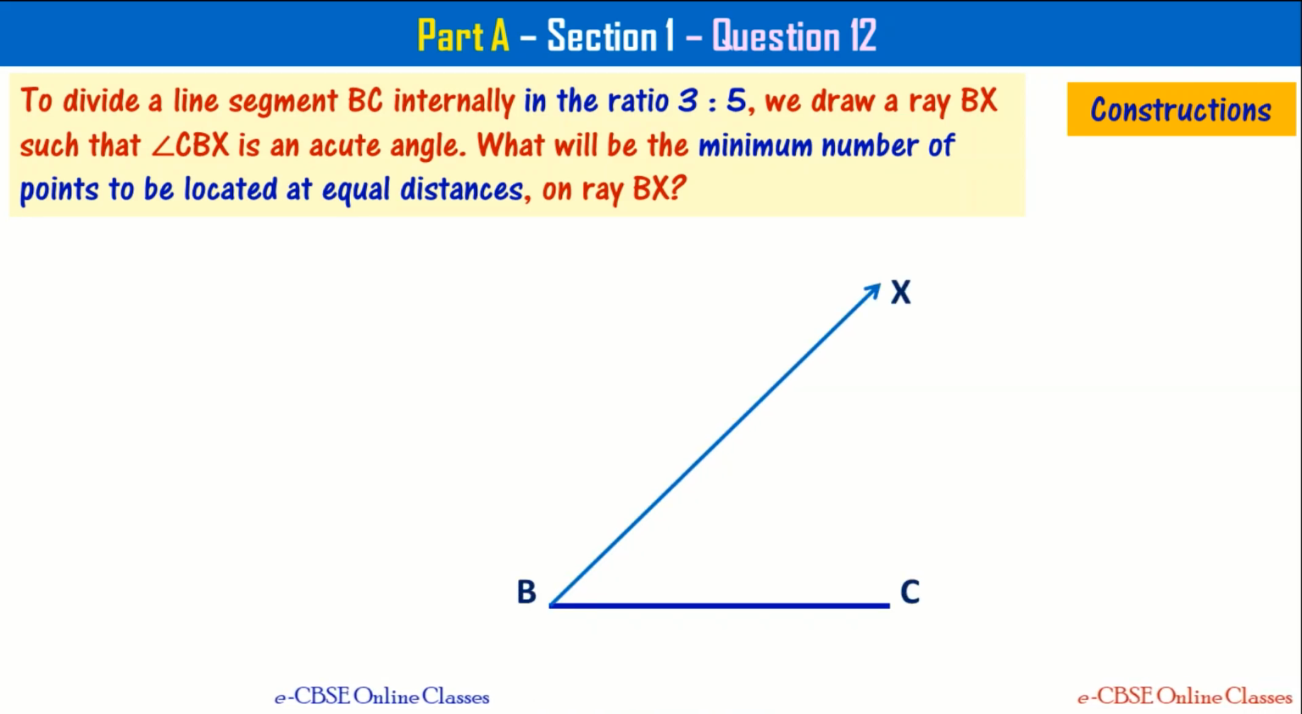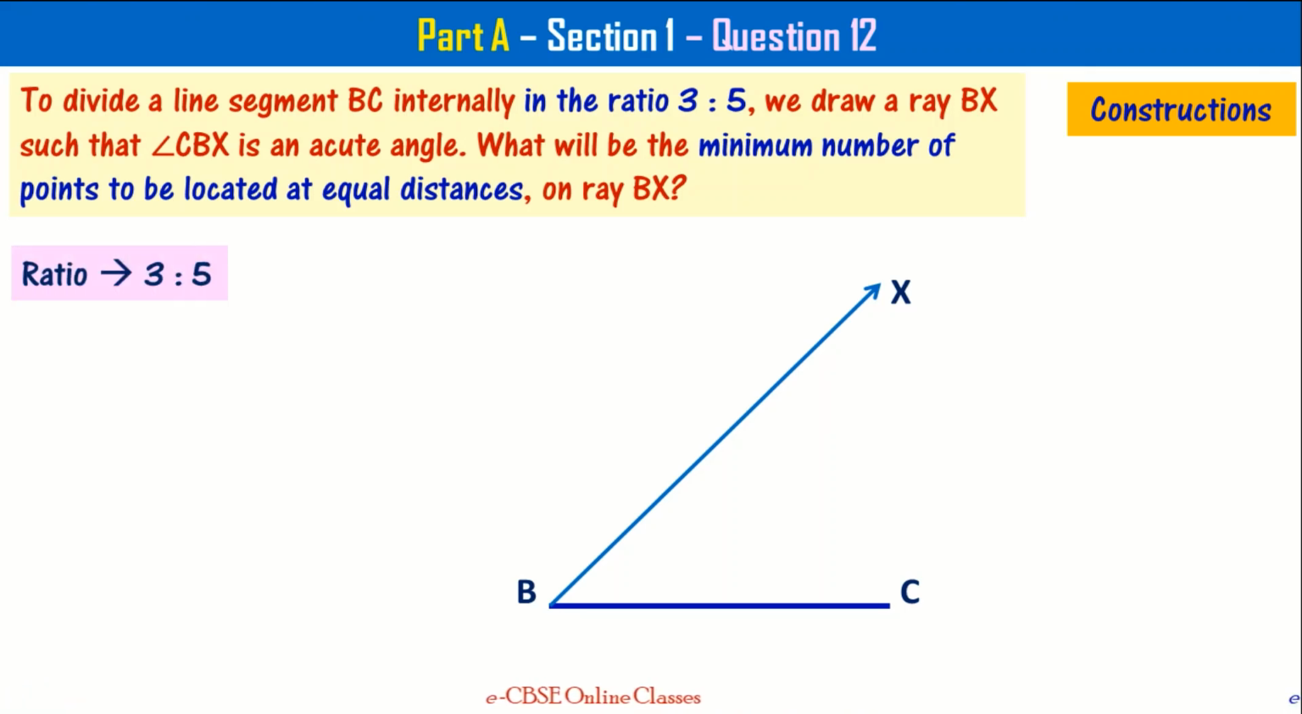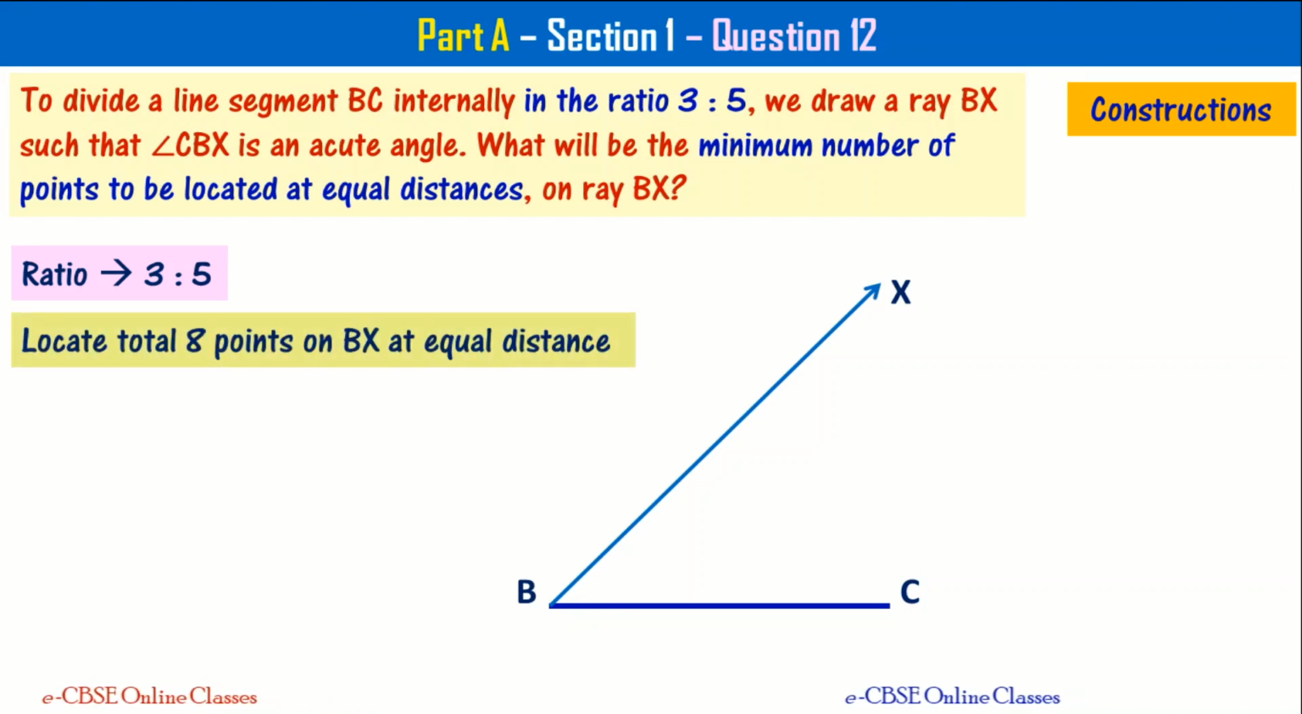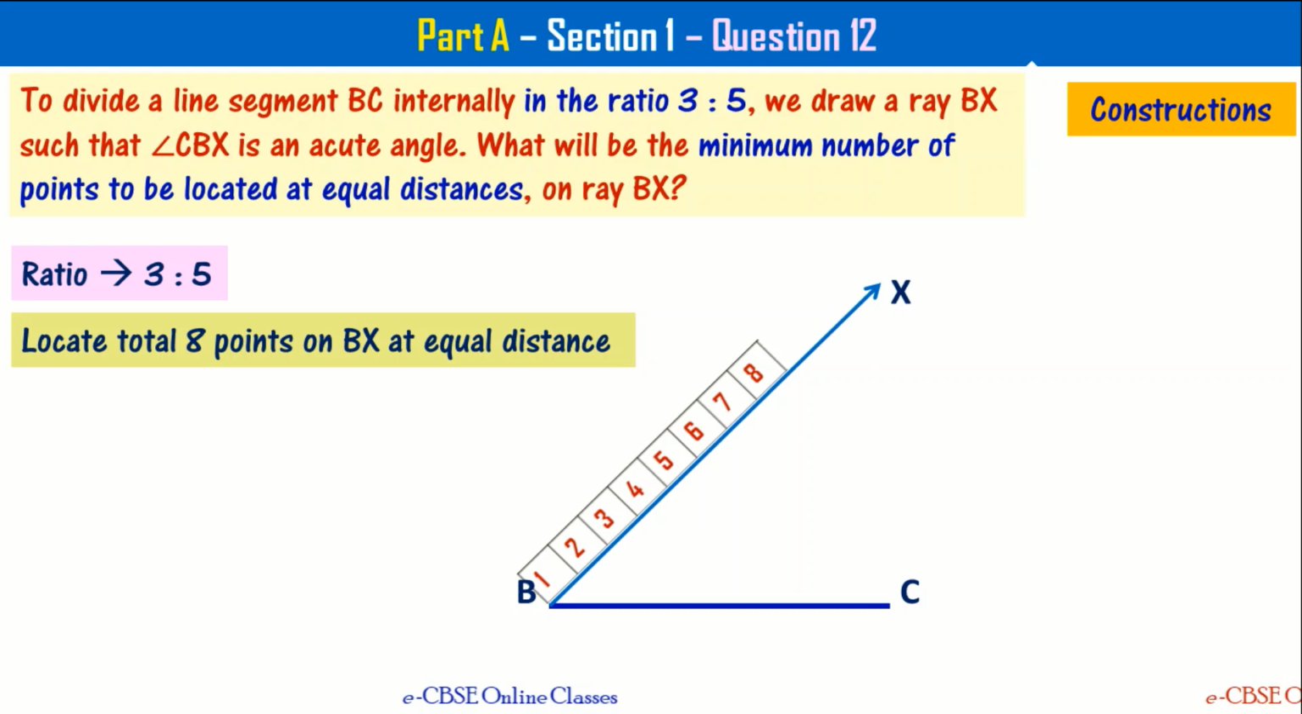You draw line BC and ray BX such that angle CBX is going to be acute angle as shown here. And since the ratio expected is 3:5, sum of these two numbers is 8. So we locate total 8 points on the BX at equal distance. So I am calling the 8th point as B8 and let me connect point C with B8. That is shown using green color line, right?